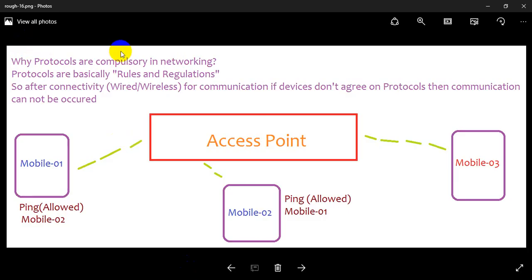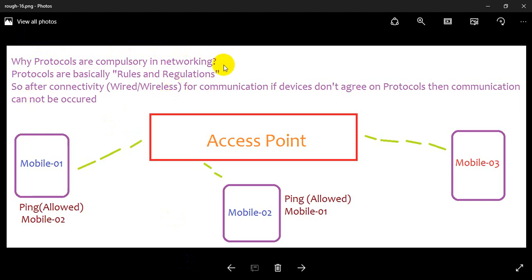Why are protocols compulsory in networking? The question is, in networking, why do we use protocols? Is it compulsory to use? So let's know the answer. Protocols are basically rules and regulations.